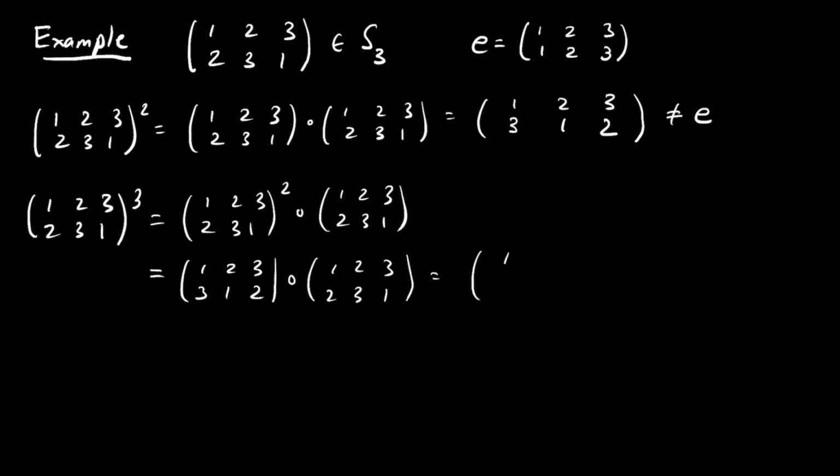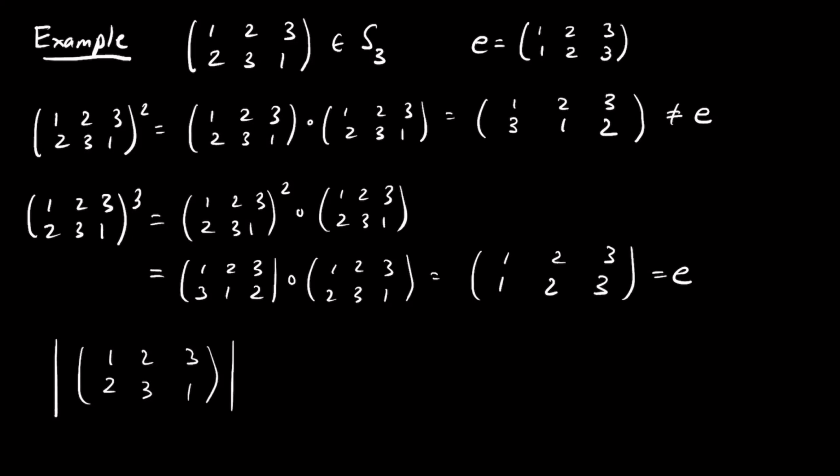Let's see what we get when we do this. So let's fill this in. I see that 1 goes to 2, and then 2 goes down to 1. Okay, so 1 goes to 1. I see that 2 goes to 3, and then 3 goes down to 2. So in the end, 2 gets mapped to 2. And then finally, 3 goes to 1, and then 1 gets mapped down to 3. So I see that 3 goes to 3, and I get e back. So this permutation, this bijection, has order 3. Okay, so we'll move on to properties of order now.